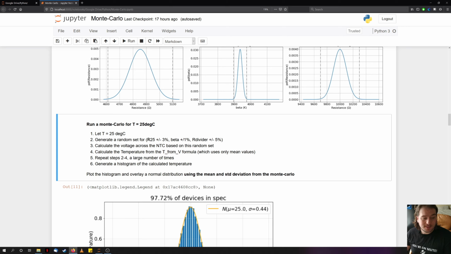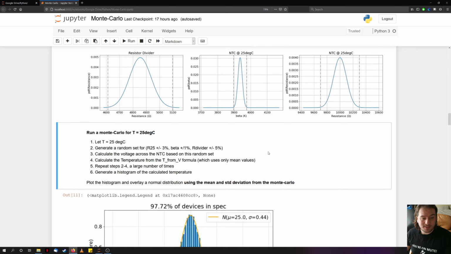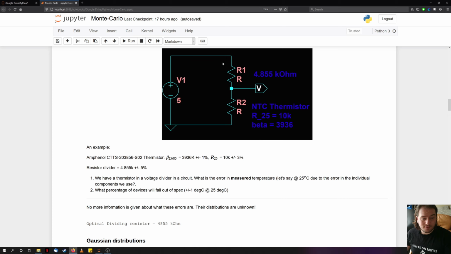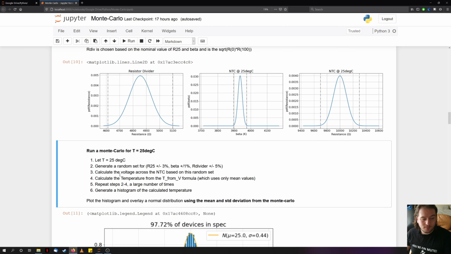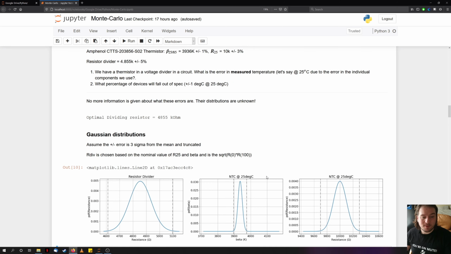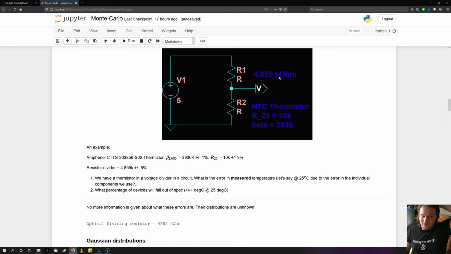So we pick a random set from the thermistor, which includes its nominal resistance of 10k and its beta, and also pick a random resistor for our voltage divider. We then calculate the voltage across the NTC based on this random set. So based on this random component and this random component, we work out the voltage that we would expect to measure. We then calculate the temperature based on this. So remember, when we calculate the temperature, we're assuming this value and assuming these values. So we measure a voltage, assume these values, and then back calculate temperature.